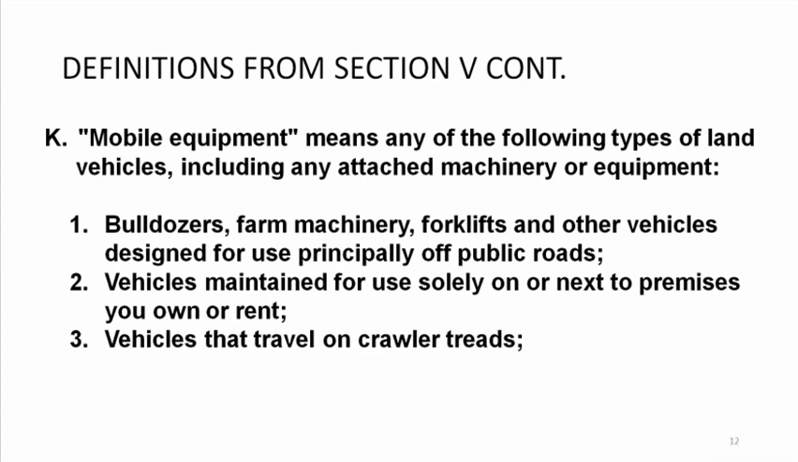Bulldozers, farm equipment, forklifts, and other vehicles designed for use primarily off public roads, vehicles maintained for use solely on or next to premises you own, vehicles that travel on crawler tracks. When we look at what a business might use that has a commercial auto exposure, we understand bulldozers in most cases will have a crawler track. Forklifts are not usually running up and down the highway. They're off-road. But farm equipment can be a little different.